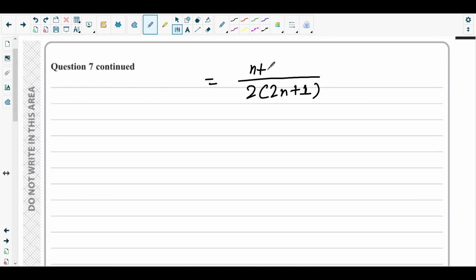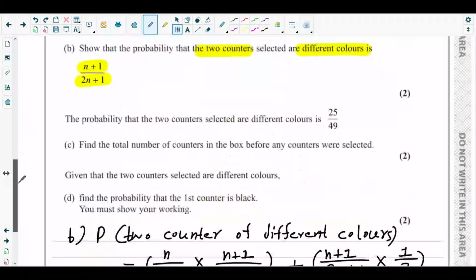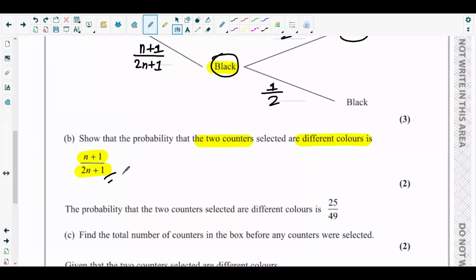So n plus 1 plus n plus 1, isn't it? So you'll get 2n plus 2 over 2 into 2n plus 1. From the top and bottom, we can cancel out 2. So you'll get n plus 1 over twice of n plus 1. And that's exactly what part B has asked to show, isn't it? N plus 1 over 2n plus 1. Fine.